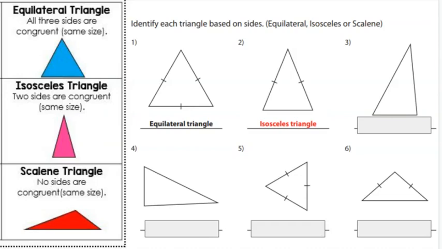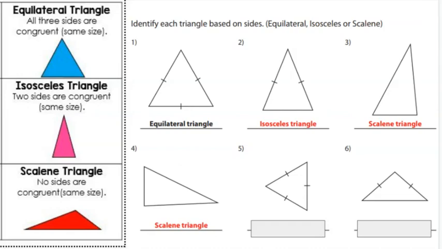So the next one here, you can see that there are no tick marks on the sides. So that means none of these sides are congruent. So that means it is a scalene triangle. All right, so again, looking at this one, no equal sides because there are no tick marks. So that means once again, I have another scalene.